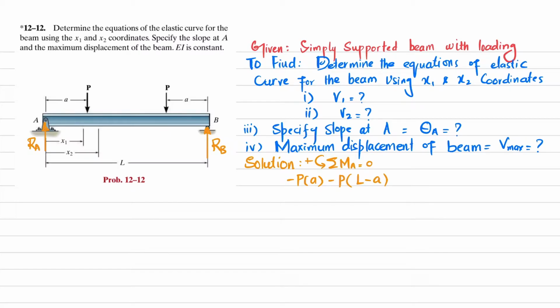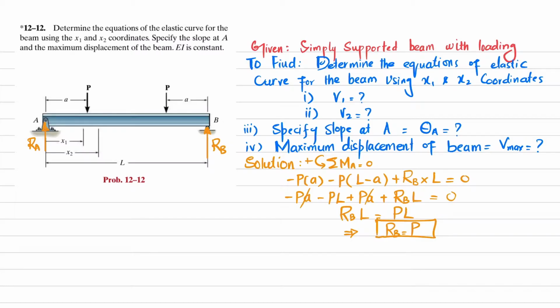The third moment is produced due to the RB force, with perpendicular distance L, and it is producing counterclockwise moment, so it will be positive. I will write plus RB into L equal to 0. So minus PA minus PL plus PA plus RB into L is equal to 0. This PA will cancel with this, and we are left with RB into L equal to P into L. From here you get RB equal to P. Clear? So we have RB.